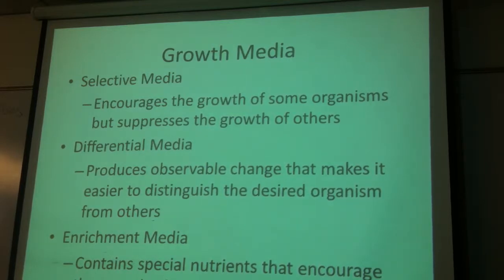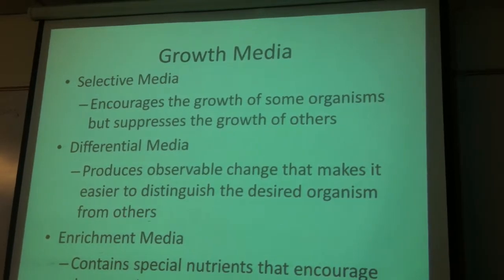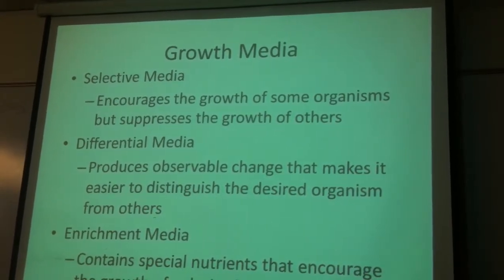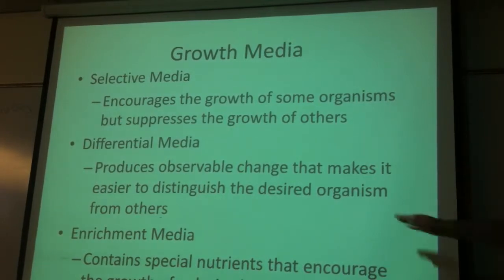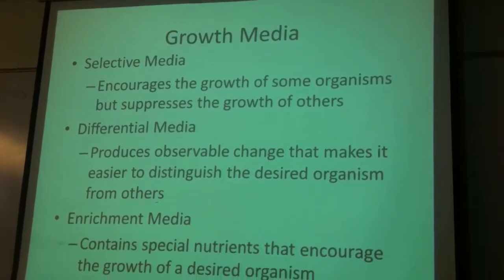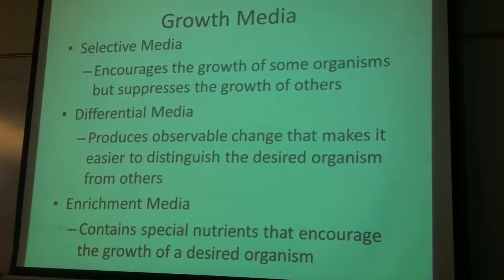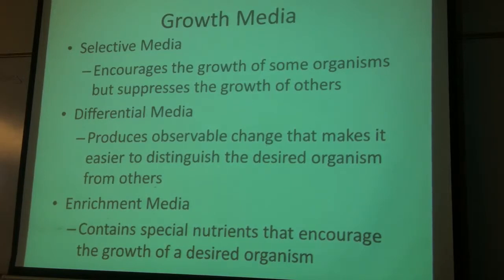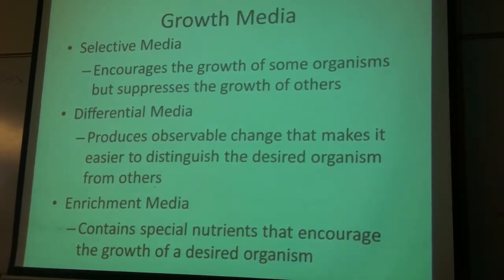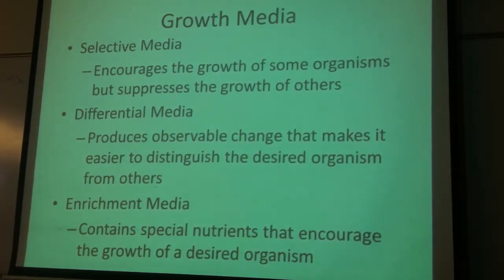Selective media encourages the growth of some organisms, but suppresses the growth of others. So there are multiple kinds of selective medias. E. coli-wise, we can have rich media plates, which all E. coli will grow on, and then we can have, say, E. coli plates that have an ampicillin added to them. So we've added an antibiotic. And so only E. coli that has an antibiotic resistance gene can grow on those plates. The selective media. Only some colonies can grow.